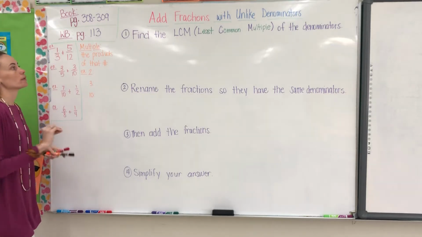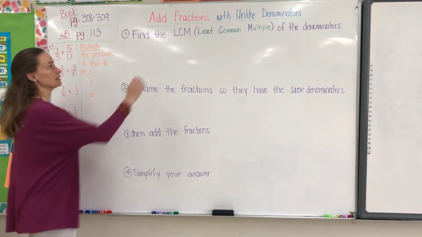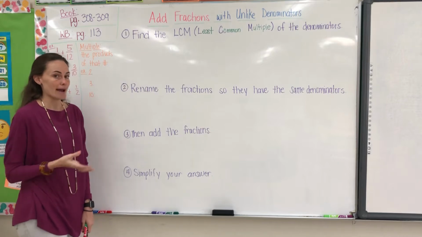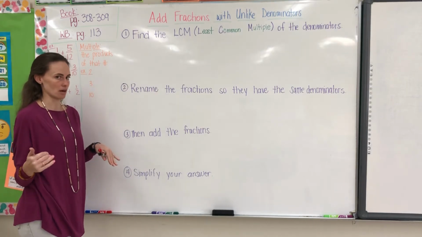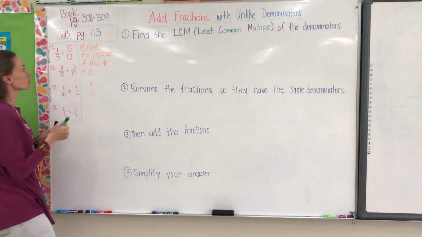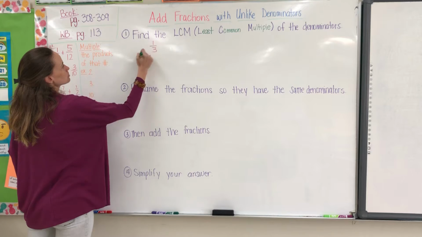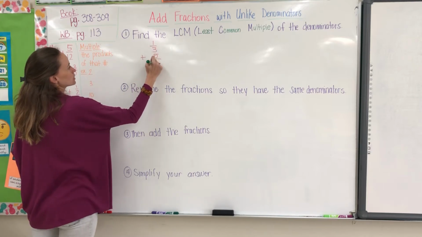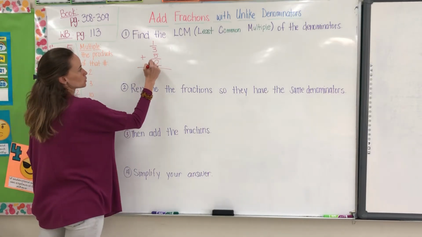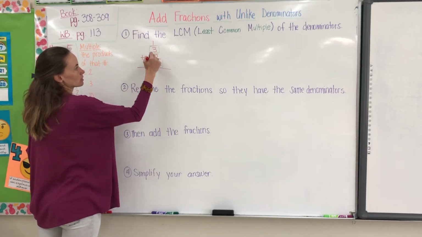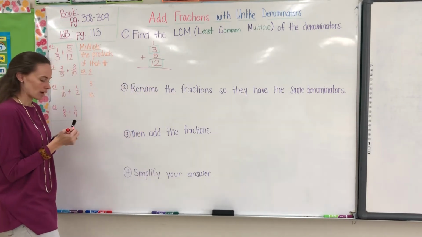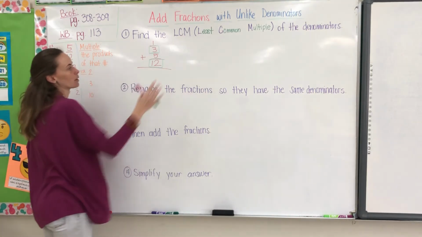So, we're going to have to find the least common multiple of the denominators, because in order to add them, we need to make them the same denominator. So, for example, the first one, 1/3 plus 5/12, right? We look at our denominators. This one's a 12, this one's a 3. They are unlike, different. We need to make them the same. How do we do that? By finding the least common multiple.